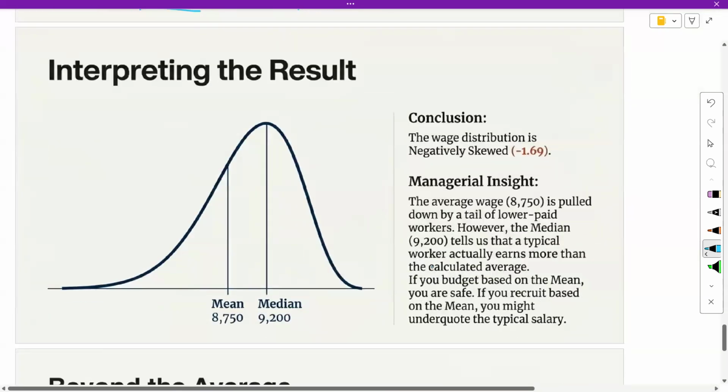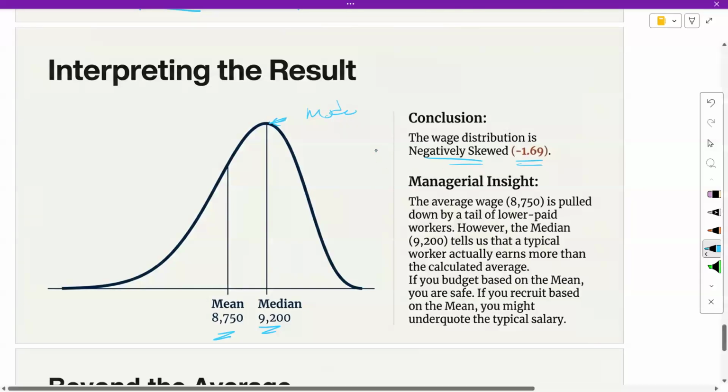Interpreting the result. This is a wage distribution, no? Median here, mean here. Actually, it's not the mode. It should be the mode, but there is some precision mistake in the graph. The top is always the mode, sometimes maybe equal to the mean. The wage distribution is negatively skewed. That is minus 1.69, it's negative.